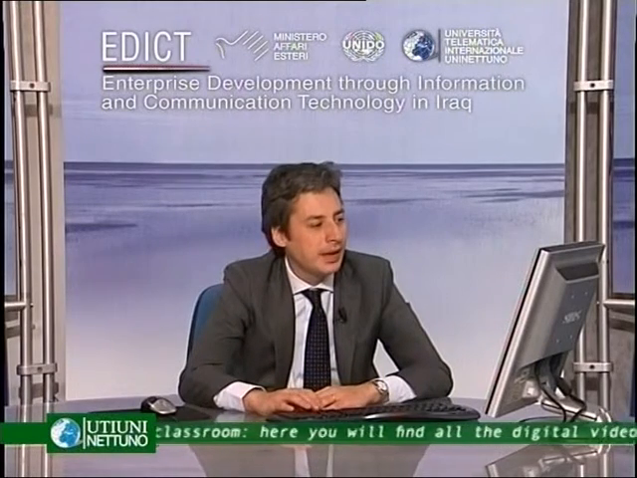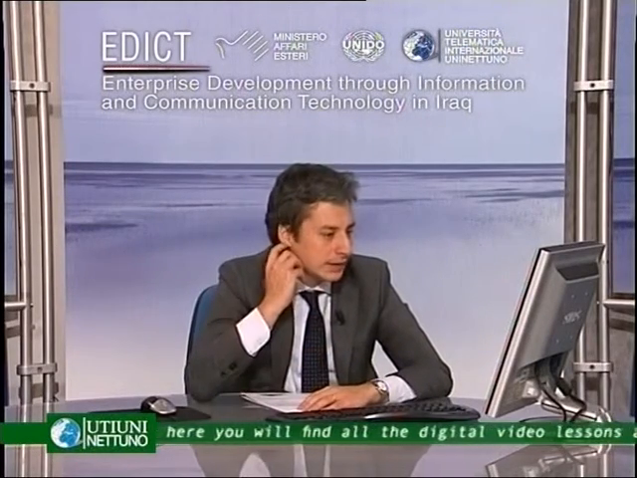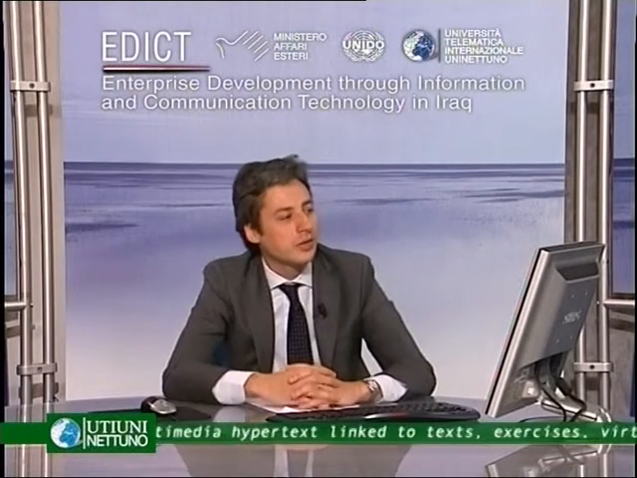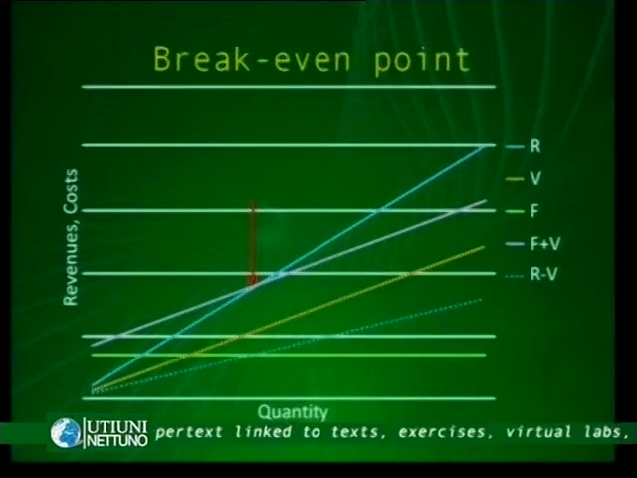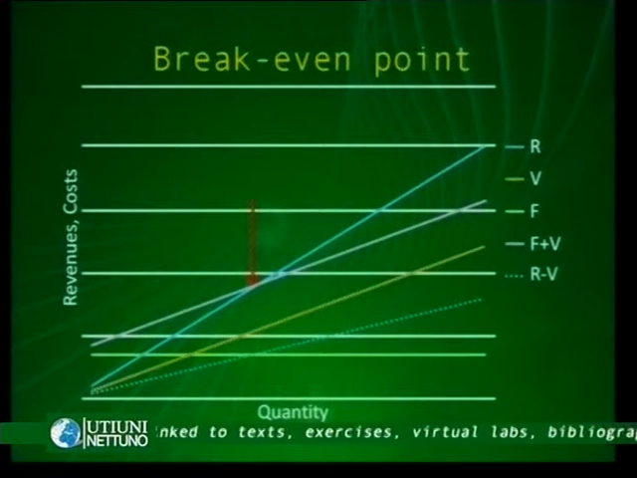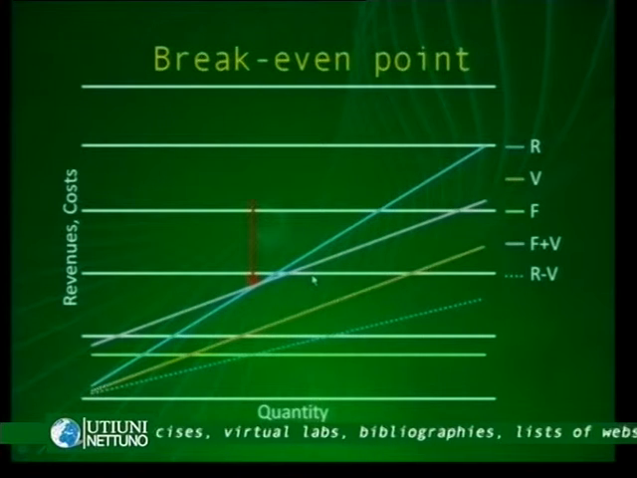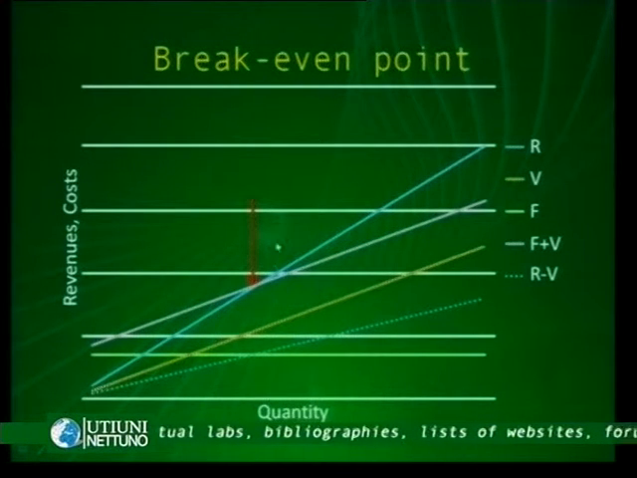So once I make this assumption, I can start working on the definition of the break-even point. I can do that both from an empirical and graphic point of view, or from an analytic point of view. So let's start from the graphical representation of the break-even point. Here I have different lines, and then we'll see what is the meaning of each of these lines.